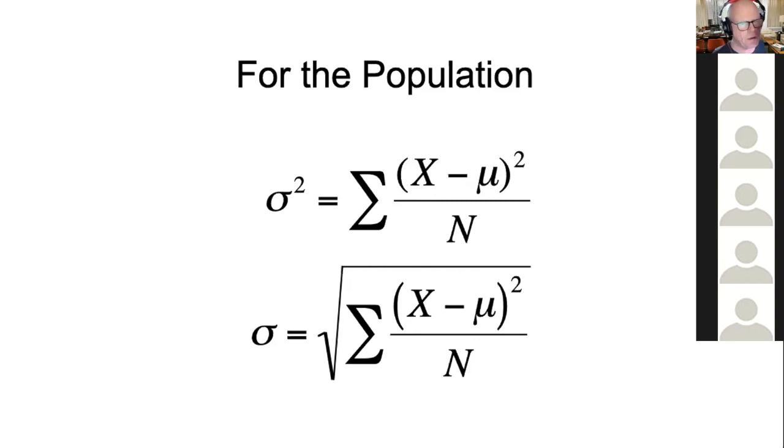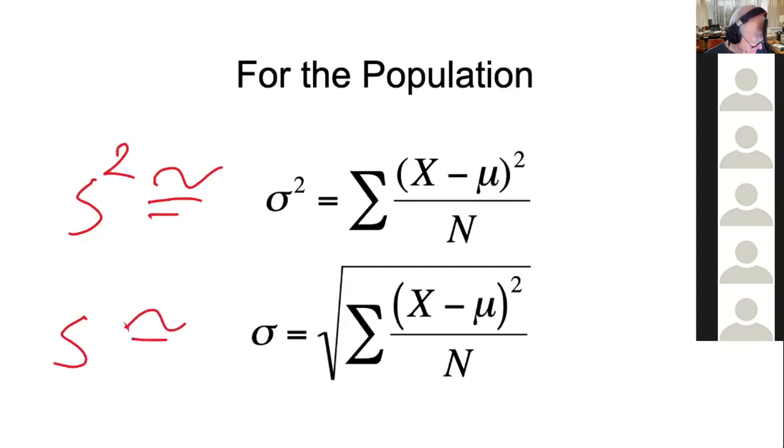Okay. So we're estimating these with our sample statistics, which I keep forgetting. You push there, dummy. Okay. So S squared approximately equals that. Sorry. Yeah, that's right. And S approximately equals that. Okay. Good so far? Questions? Okay.